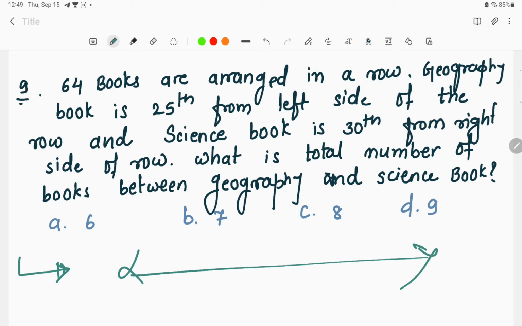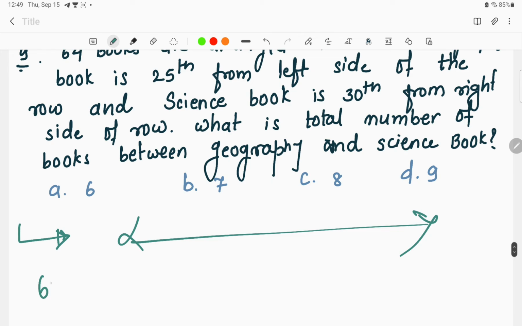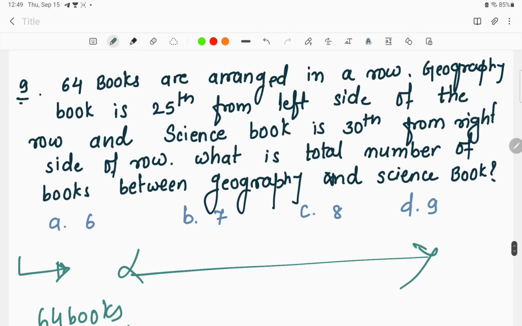arrangement. Okay, so here there are 64 books. Now total books, how many? There are 64 books. This is one piece of data that they have given over here. Now Geography is one book which is placed at the 25th position from the left side.